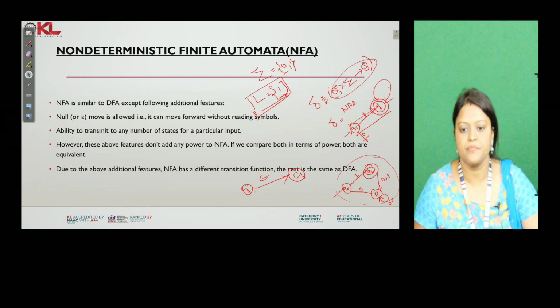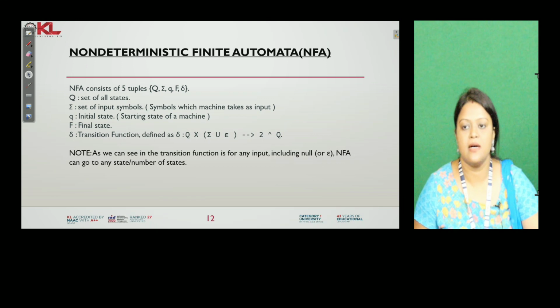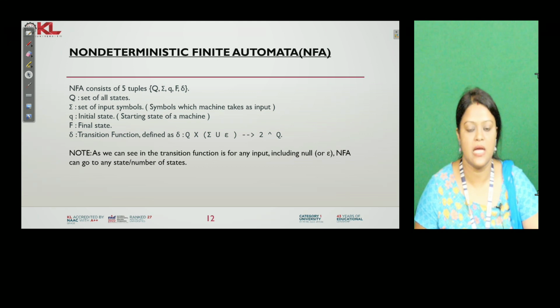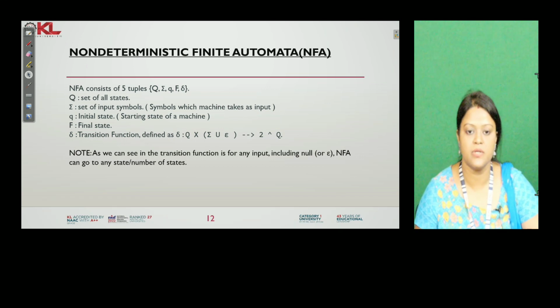Now this is the formal definition of NFA. An NFA also consists of a 5-tuple: Q, Σ, q0, F and δ. Q is the set of all states and Σ is the set of all input symbols. q0 is the initial state. F is only one final state. Here it is no longer a set of final states, that we need to remember.